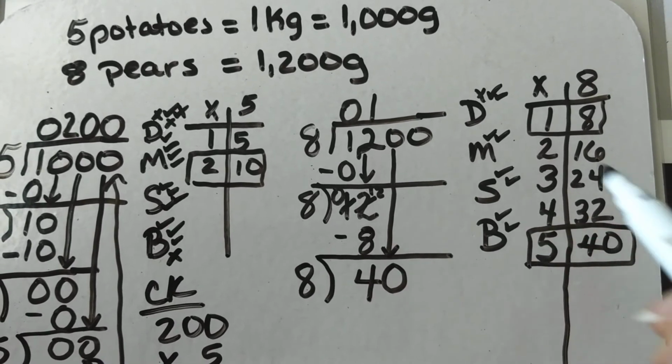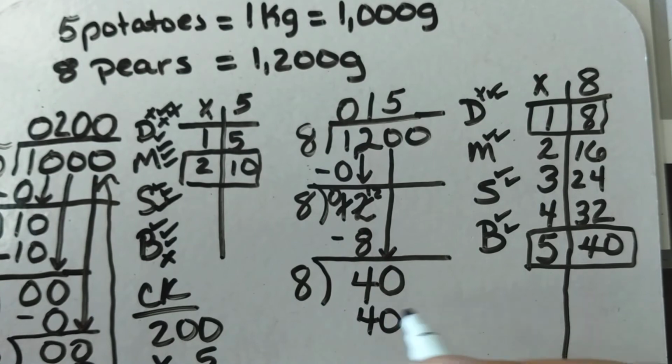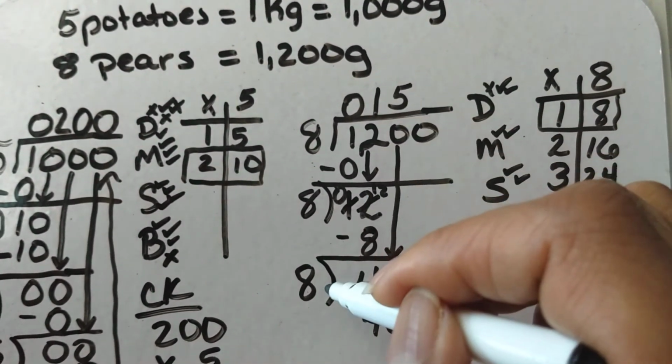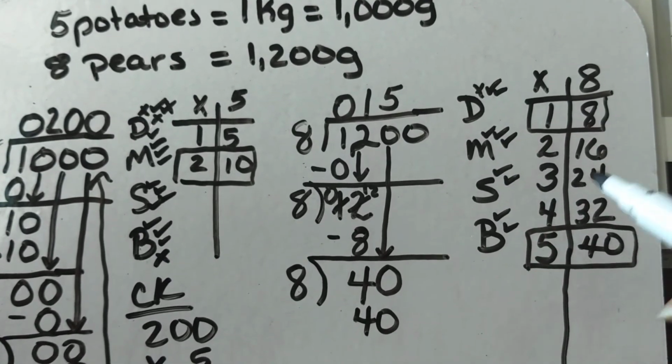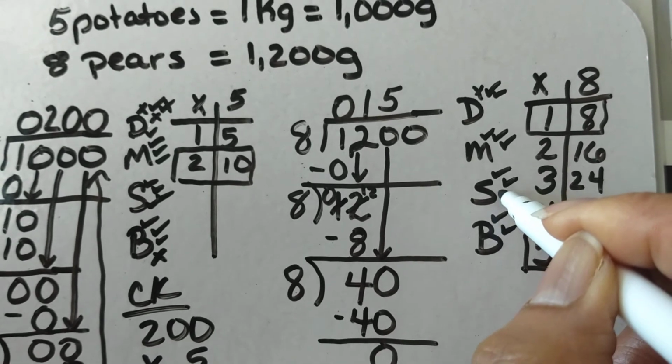Very good. So my 5 would go here. 40 goes underneath the 40. Right? All right. I just finished multiplying 5 times 8 and I got 40. So I need to put a check on my multiplication. My next step is to subtract. And when I subtract, of course, I get 0. So I need to put a check.